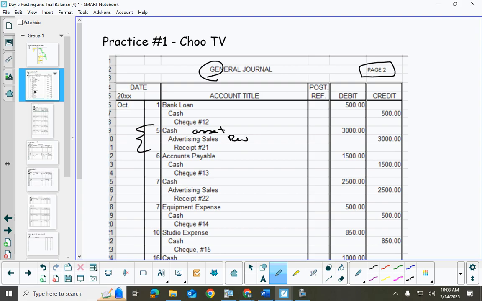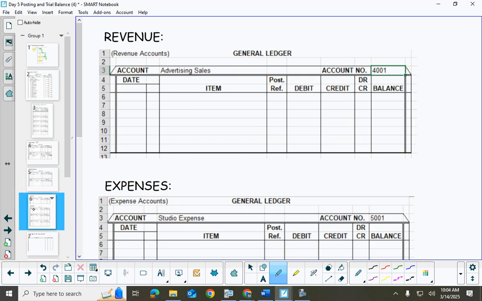So revenue is being credited 3,000. So you would find the revenue tab, advertising sales. So it was October 5th. It was receipt number 21, page 2, and it was credit 3,000. Now again, remember, for revenue accounts, the credit is the plus side. Okay. So essentially, that's the opening balance of the revenue, because revenue and expenses don't start with an opening balance. Only your assets, liabilities, and capital do.